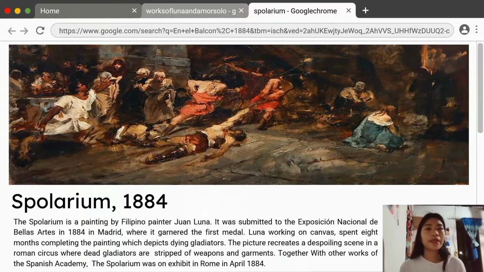The Spoliarium is a painting by Filipino painter Juan Luna. Luna, working on canvas, spent 8 months completing the painting, which depicts dying gladiators. The painting was submitted by Luna to the Exposition Nacional de Bellas Artes in 1884 in Madrid, where it garnered the first gold medal. The picture recreates a despoiling scene in a Roman circus where dead gladiators are stripped of weapons and garments. Together with other work of the Spanish Academy, the Spoliarium was on exhibit in Rome in April 1884.